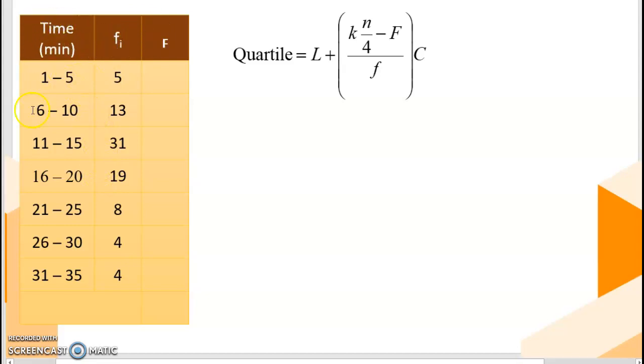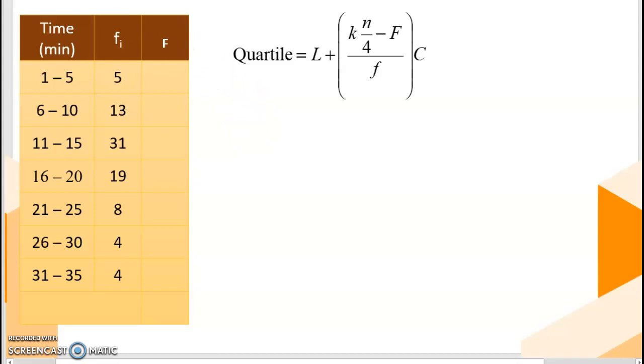The first one will be the class of the data. The second will be the frequency. And then the third one, we are going to need the cumulative frequency. First, we complete the table.